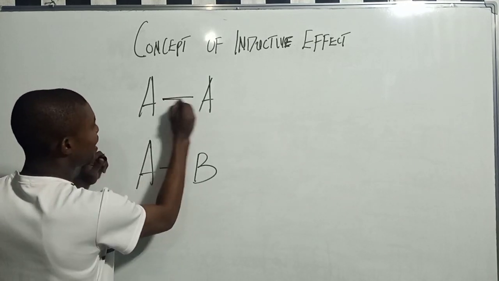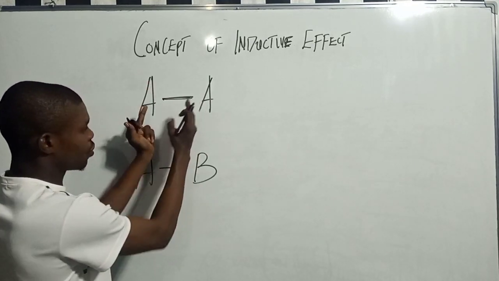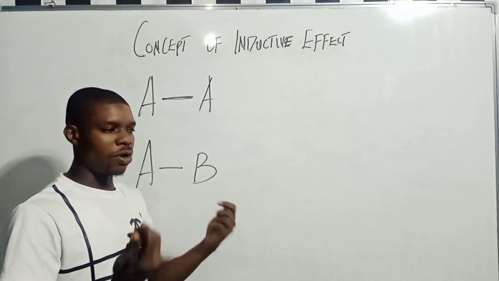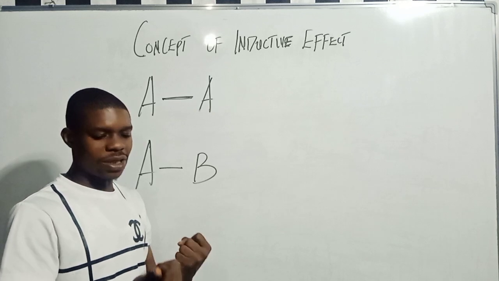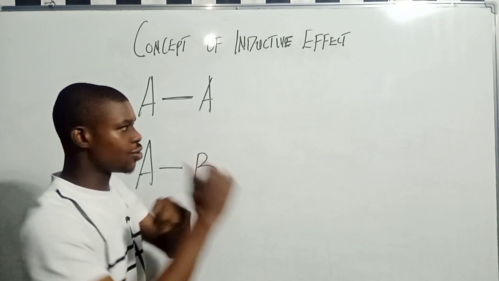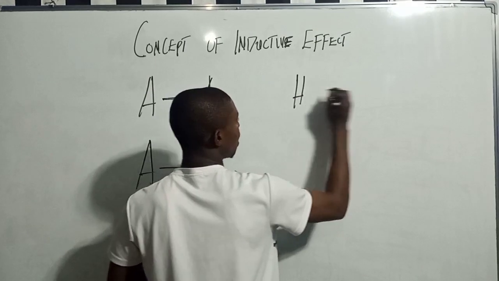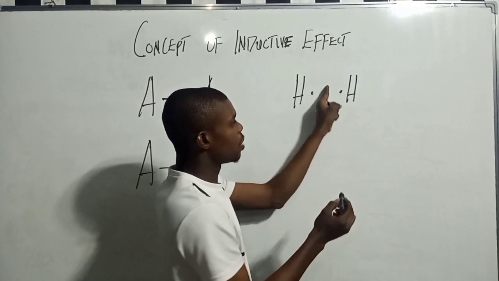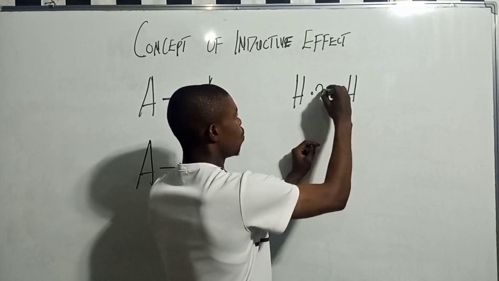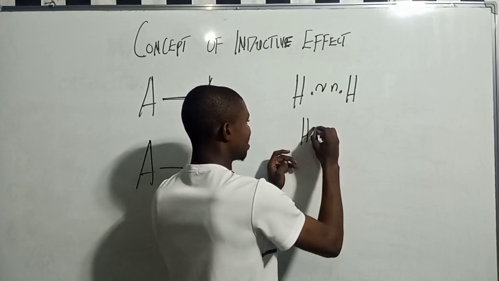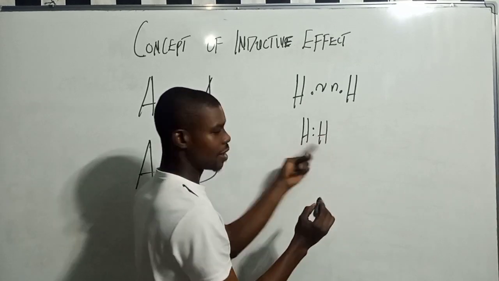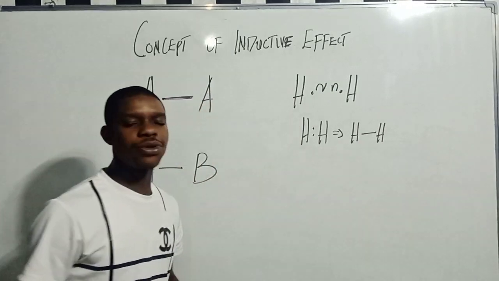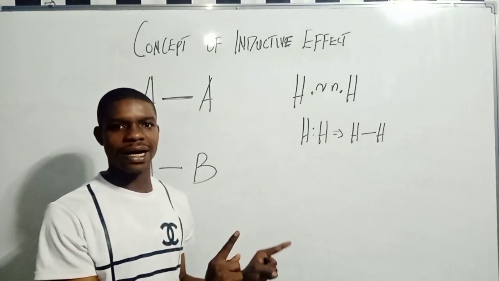Remember, this is a bond here. It contains two bonding electrons. So in a covalent bond, you are involved with the sharing of what? Of electrons, just like hydrogen and hydrogen. What happened here? This one will donate, this one will bring, and they now form a covalent bond. So in organic chemistry, you are actually talking about a covalent bond.